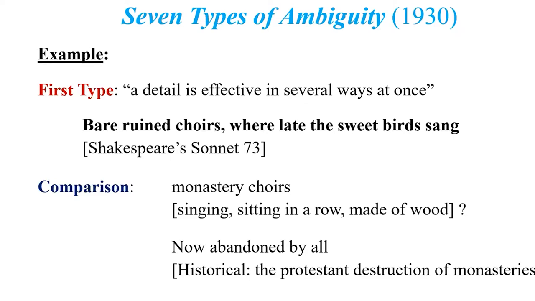So there are seven types of ambiguity. I'm not explaining all the seven types. For you, the seventh type of ambiguity is prescribed, and that's the essay we are going to look into today. But this is a general introduction. So before we proceed, another question. How many sonnets were written by Shakespeare?